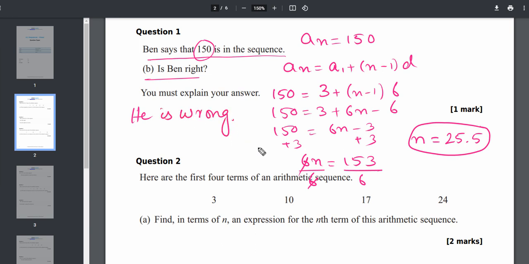So this is how we can do the questions related to the arithmetic sequence. Now the next one is the geometric sequence, so let's move on to that. Alright, so geometric sequences.